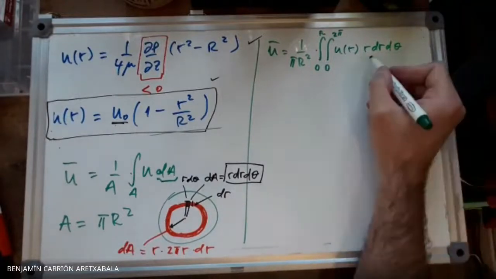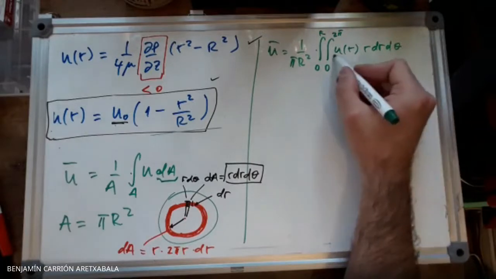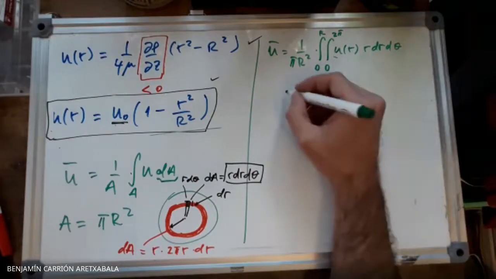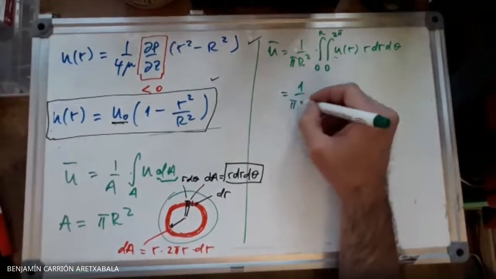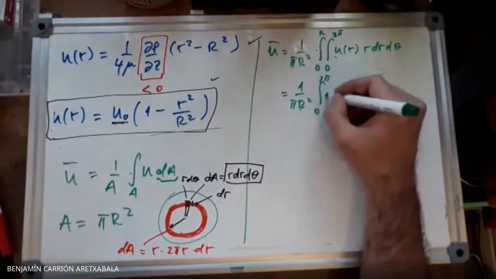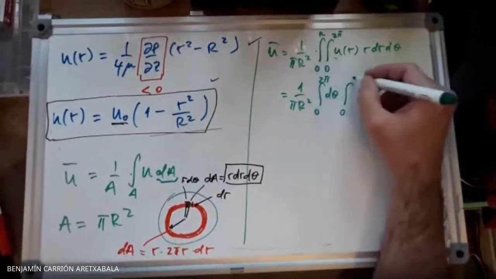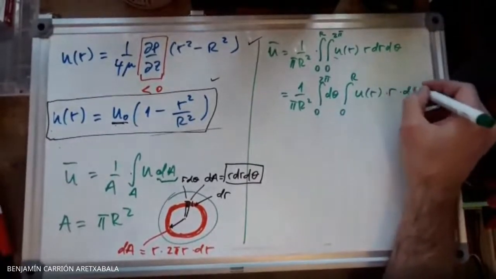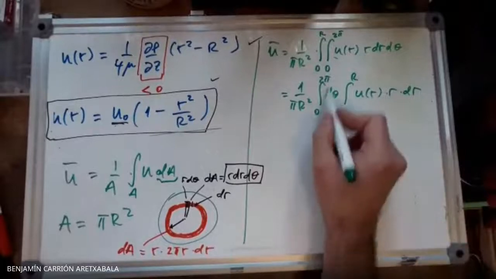Let me show you that since the velocity doesn't depend on theta, we can actually separate this. So it's 1 over pi R squared, the integral between 0 and 2 pi of d theta, and the integral between 0 and R of u(r) times r dr, right? And this guy here is 2 pi.